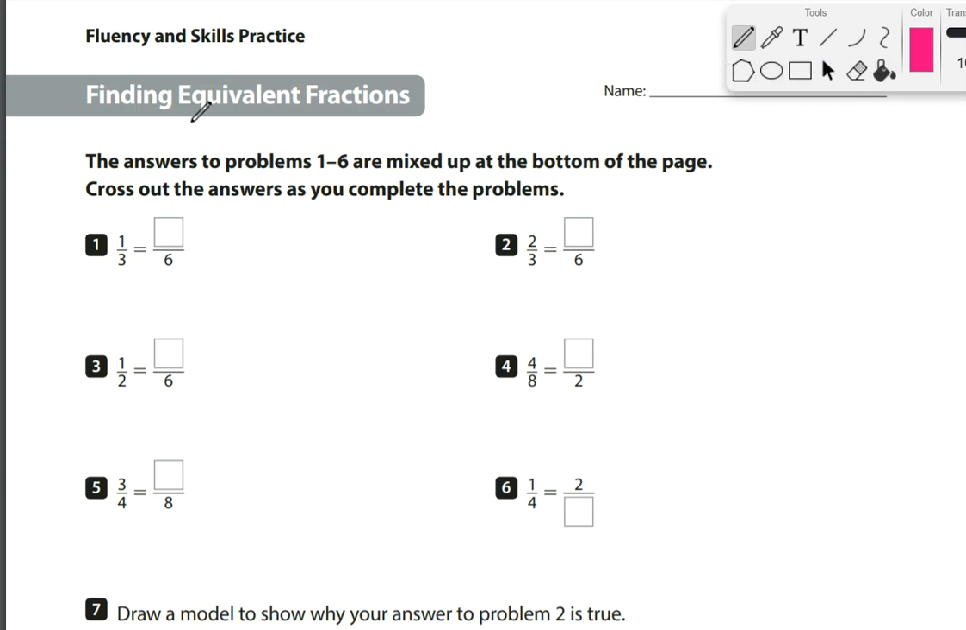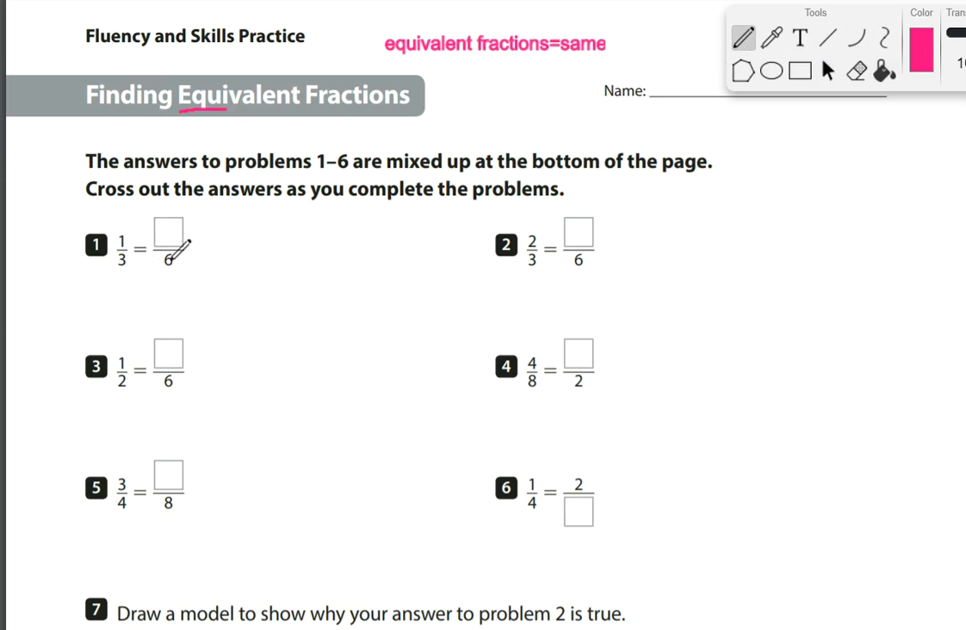When we talk about equivalent, remember it has the root of the word equal in it, and equal means the same. So equivalent fractions are worth the same amount. It's like 1/2 and 2/4. We're always looking for something that is half the value. So here, when we're looking at 1/3, we have it as a mystery, something over something sixths.